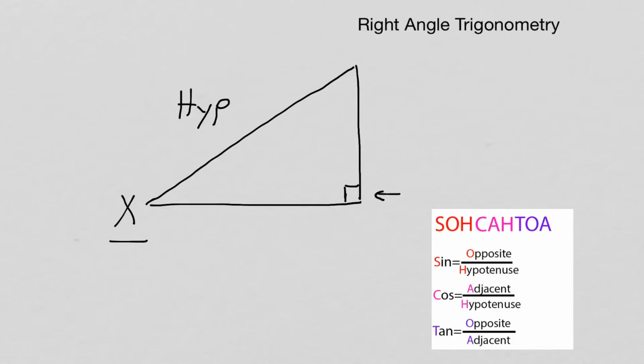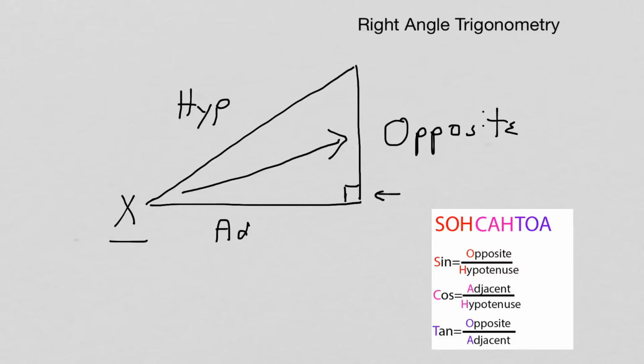Now we're going to identify the one that's opposite. Opposite is always going to be the one this angle projects on. I always look at it like a projection. X projects on this side over here, so that is going to be the opposite. And finally, the last side is the one that touches the angle that we're talking about, but isn't the hypotenuse. So that would be this one down here, adjacent.